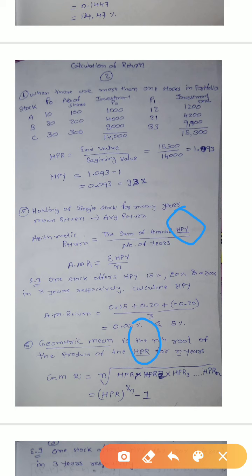Symbolically it is the nth root of the product of HPR for year 1, into HPR of year 2, into HPR of year 3, and accordingly HPR of the nth year. And obviously after that you have to subtract 1 to get the return. The same thing you can write as the multiplication of all HPR raised to 1 by n, because nth root is nothing but raised to 1 by n. Minus 1, definitely you will get the return.